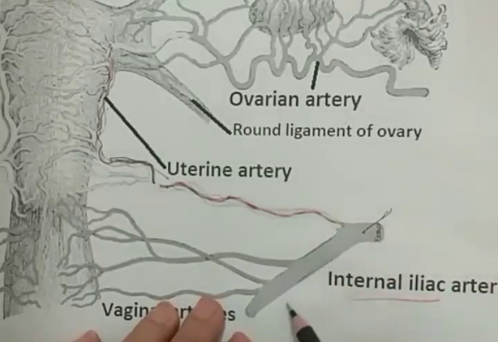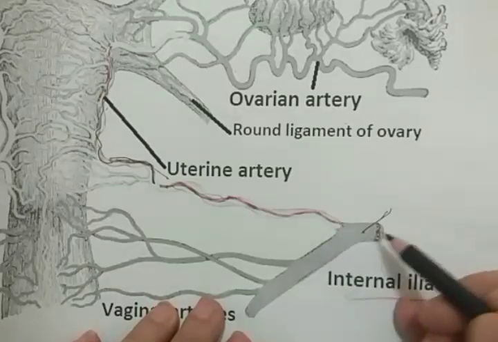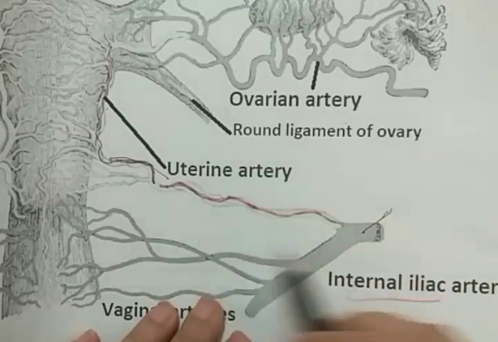This is the internal iliac artery. So, the uterine artery is the branch of the anterior division of the internal iliac artery. The uterine artery has three parts.